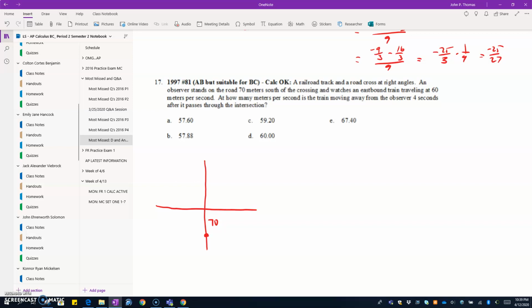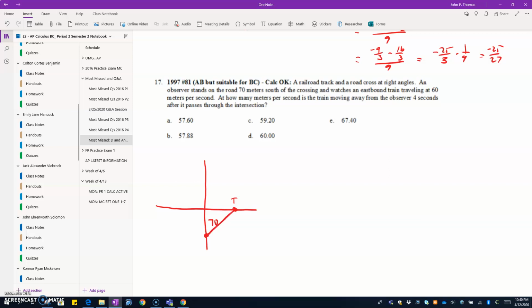Then it says, and watches an eastbound train, traveling east at 60 meters per second. At how many meters per second is the train moving away from the observer 4 seconds after it passes through the intersection? So I'm going to put the train, it was eastbound, over here to the east, at a random distance, because we know it's traveling that way, so we're looking at some point like this.